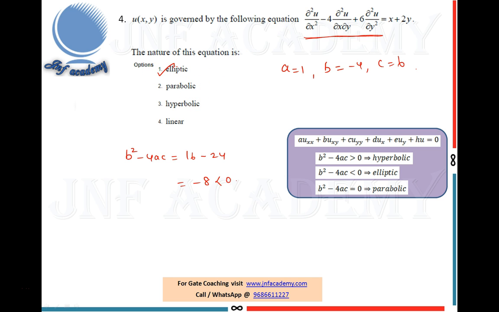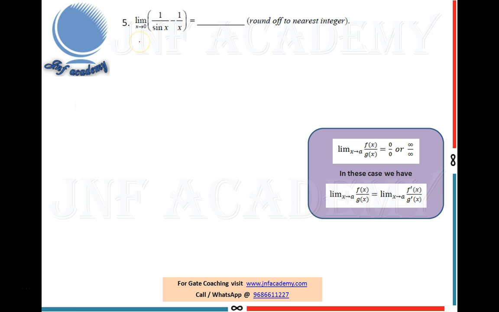Option 1 is the correct answer. Next problem. Limit x tends to 0, 1 by sin x minus 1 by x equal to what? Rounded off to nearest integer.